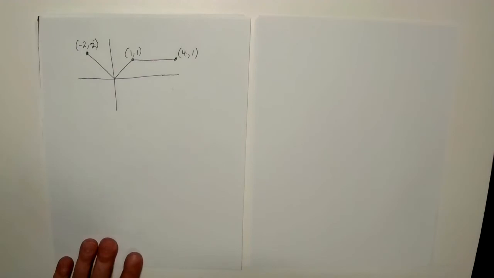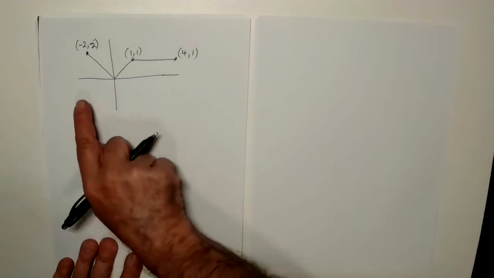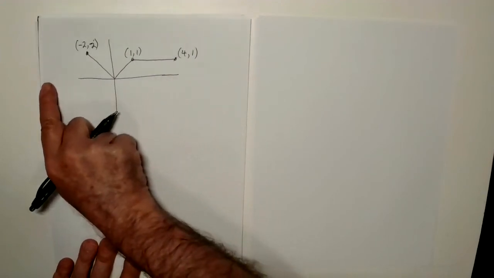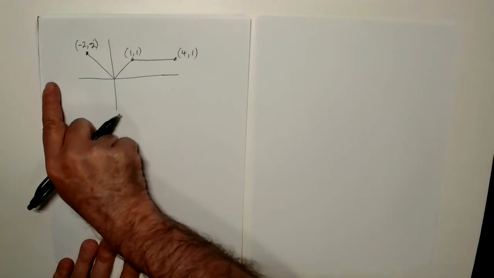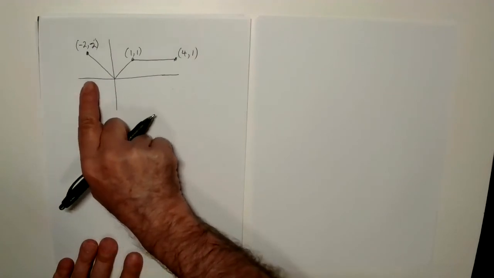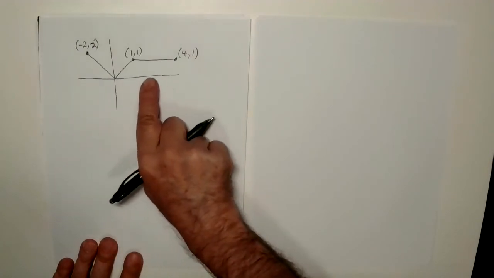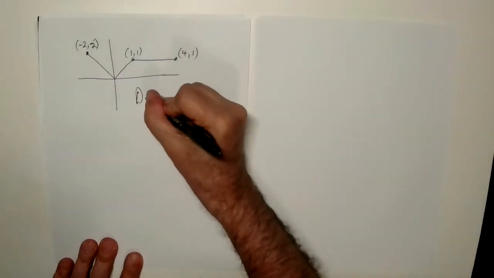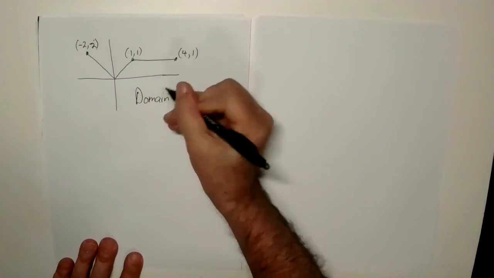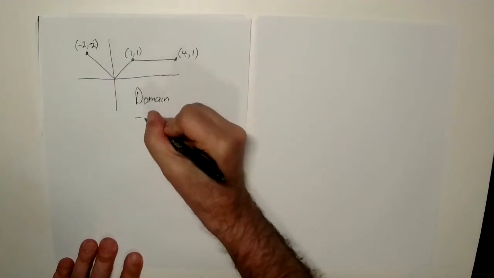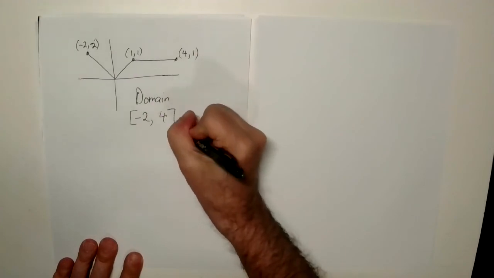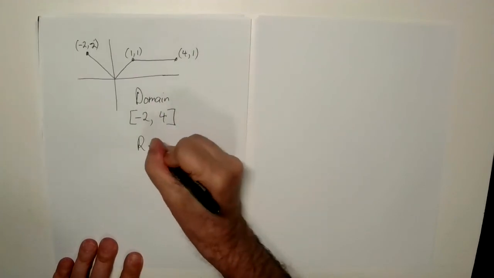Well, remember, the domain is the set of inputs, which are the x's that produce outputs. And pretty clearly, if you're on this side of -2, that's not going to happen. You start at -2, you're entitled to put stuff in all the way until x equals 4. So our domain is going to be closed -2, closed 4.